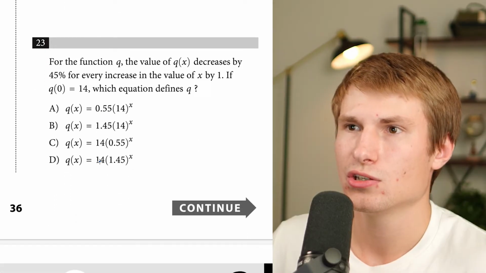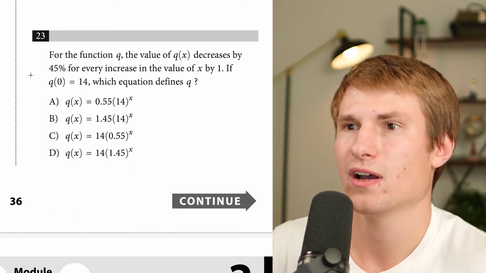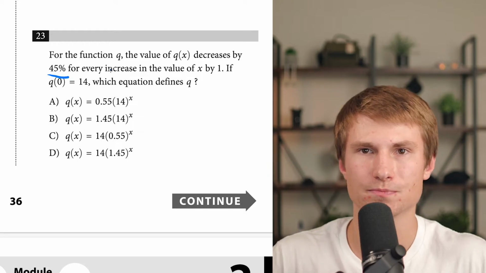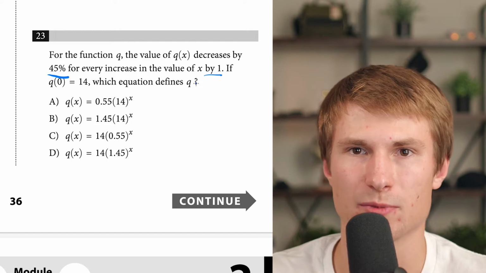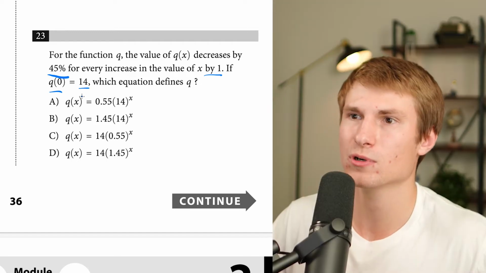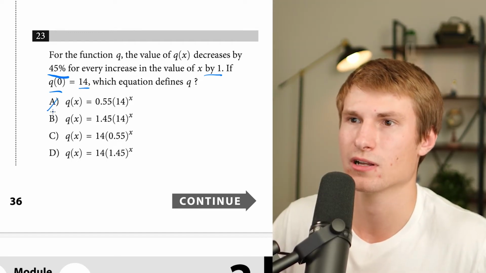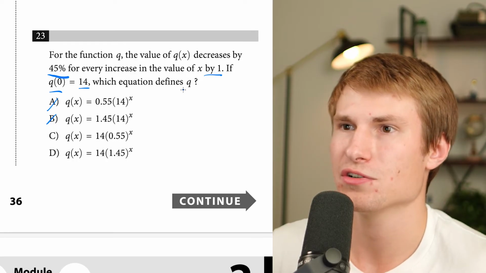For the function q, the value of q of x decreases by 45%. Okay, so this is going to be exponential. For every increase in the value of x by 1, that's nice that it's just increments of 1. If q of 0 is 14, so that's our initial value 14, which means you can get rid of a and b. Which equation defines q?